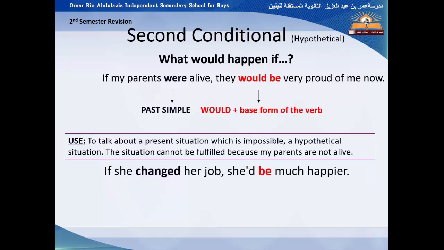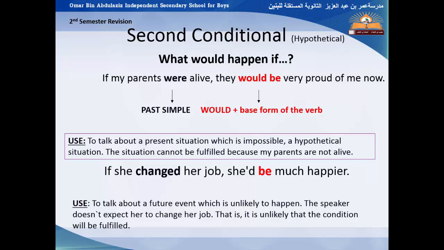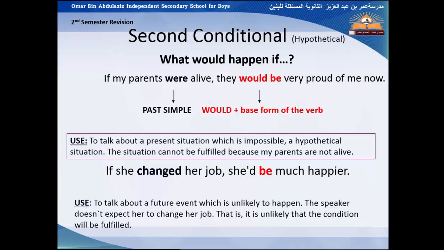Let's read another example. If she changed her job, she'd be much happier. The apostrophe d here means would. This example talks about a future event which is unlikely to happen. The speaker doesn't expect her, which refers to she, to change her job. That is, it is unlikely that the condition will be fulfilled. So it's advisable to use the second conditional, which is called the hypothetical case.